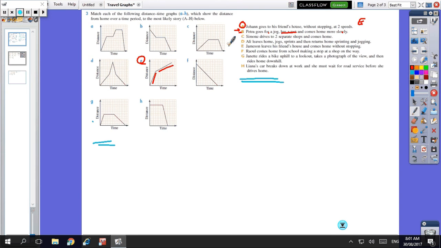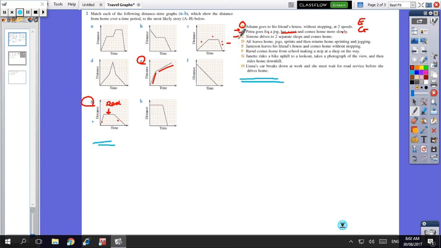So for instance, that one there is going out, having a rest and coming back, but this line here is steep, which means he's coming home fast, whereas this line is going out, having a rest, and then coming home slower because the line is less steep. So that one is G.